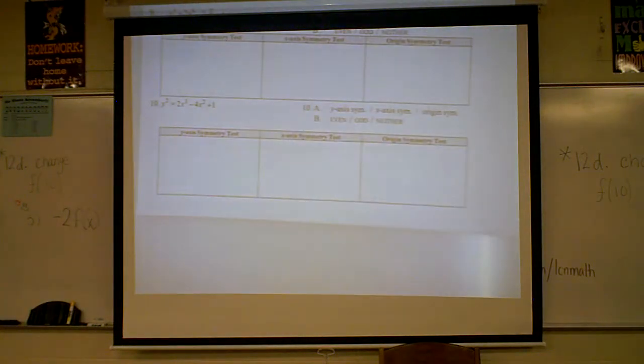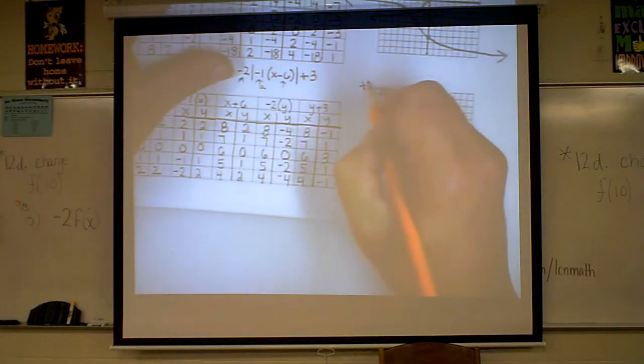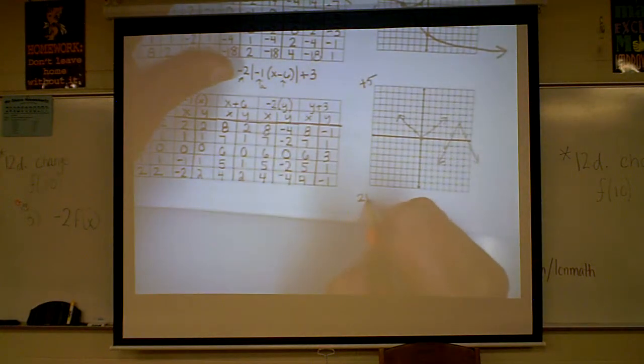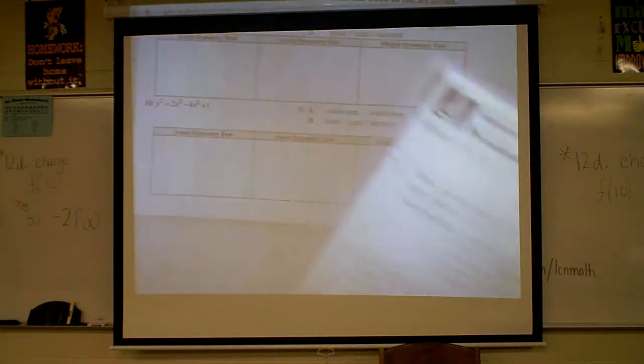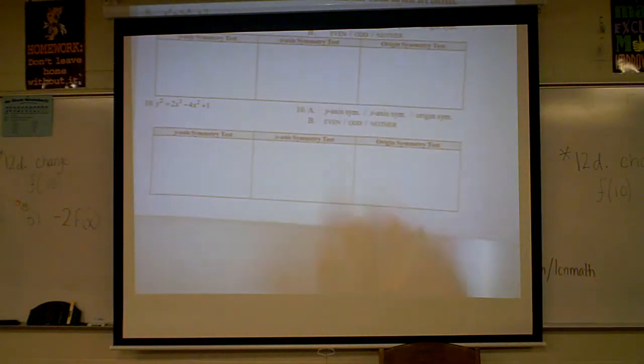Next page. And that was worth 5 points. So there was a total of 21 points on this first page. Next.